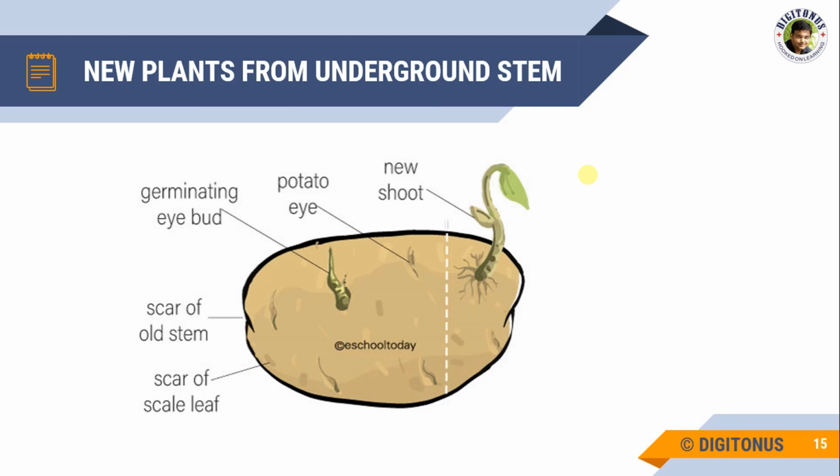See, potato is a special kind of stem which grows underground. It has buds called eyes on its surface. Any piece of potato with an eye can grow into a new plant.